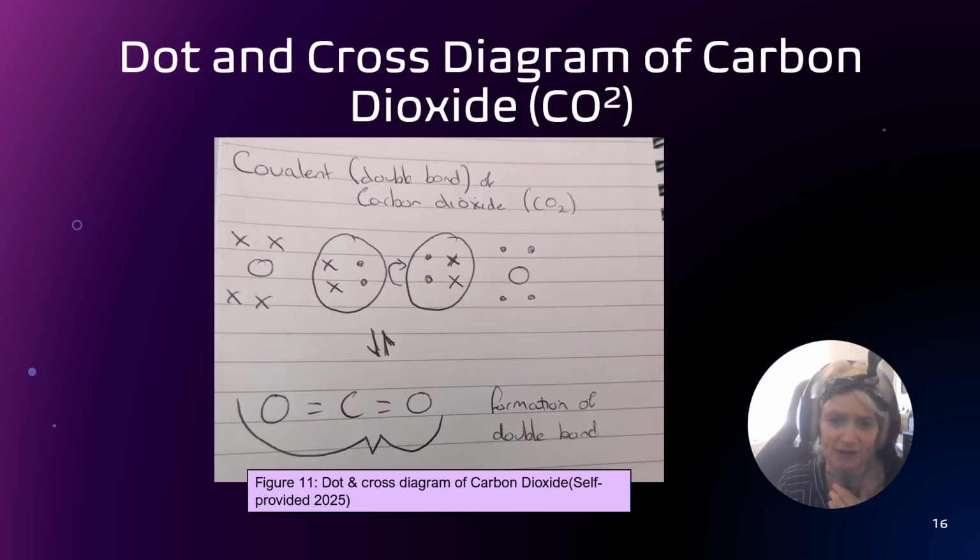This dot and cross diagram shows a carbon atom forming 2 double bonds with 2 oxygen atoms. It consists of 1 carbon atom bonded with 2 oxygen atoms, which means it's a double covalent bond. Carbon has 4 valence electrons, which means it's in group 14, and each oxygen has 6 electrons, meaning they are in group 16. The carbon shares 2 pairs of electrons with each oxygen atom, forming 2 double bonds. This means that each atom achieves a full outer shell, with carbon having 8 electrons and oxygen having 8 electrons.